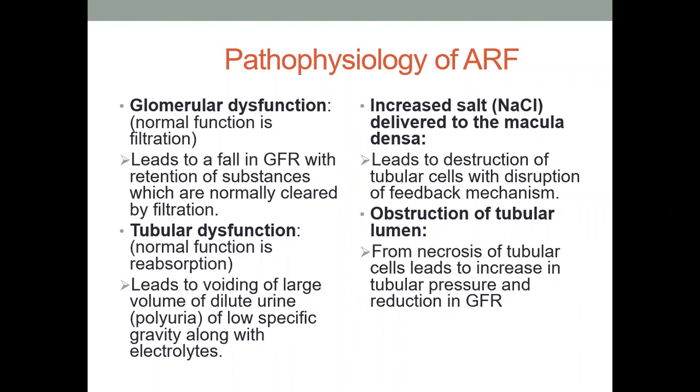Obstruction of the tubular lumen from necrosis of tubular cells leads to increase in tubular pressure and reduction in GFR. Don't forget that GFR is hydrostatic pressure minus oncotic pressure. So when there's increased tubular pressure, the hydrostatic pressure also, the glomerular filtration rate will drop because the effective pressure that leads to filtration reduces at the end of the day.